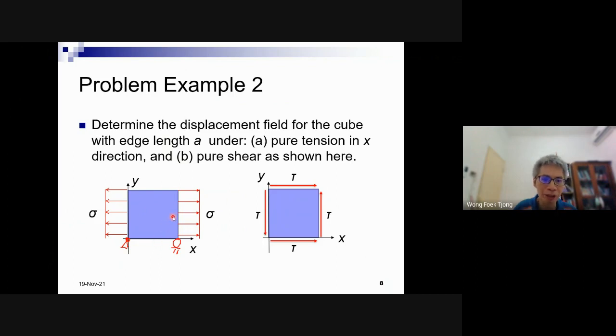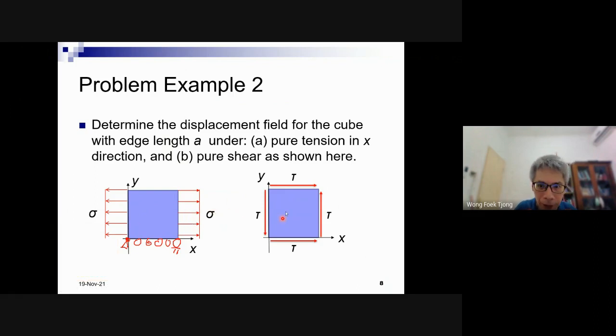Otherwise, even though this is in balance, because we have sigma on both the left and right faces, without support the body can move as a rigid body. Rigid body means that it can move freely like this pen, right? So I have to provide some supports in order to remove the rigid body motion. Maybe the supports like this. This is called the body under pure tension. So it's like a bar problem.